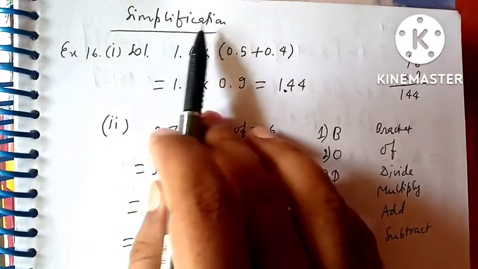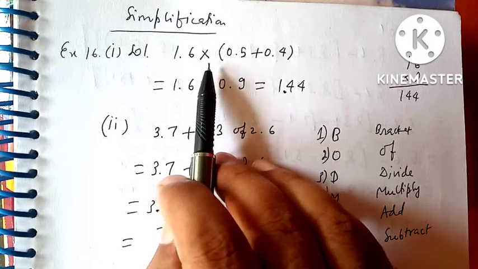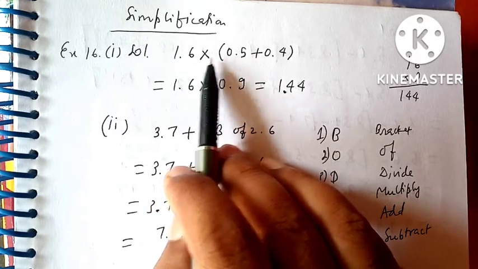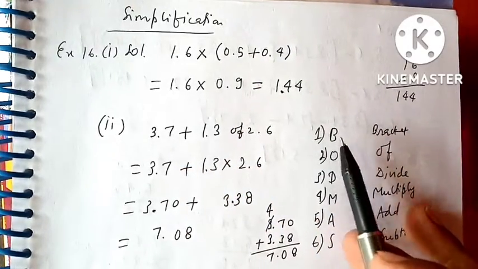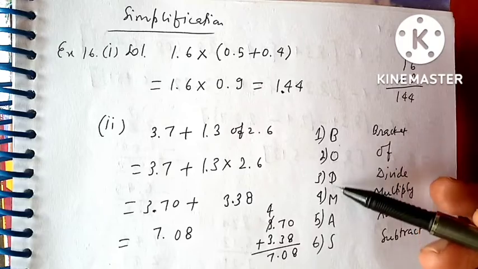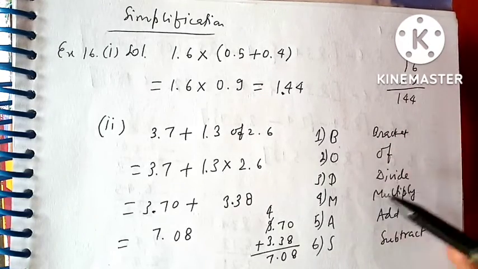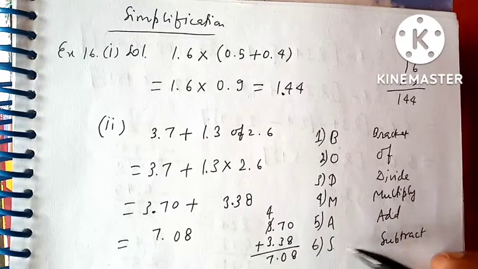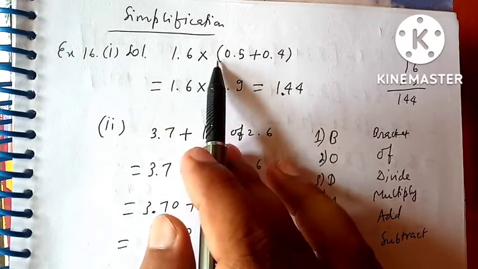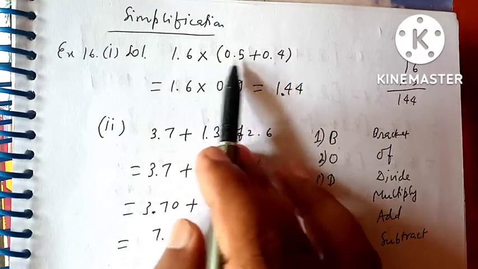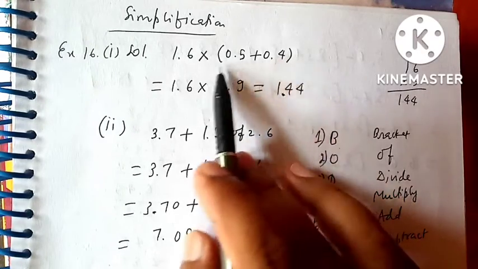Now we have to simplify. Here first, we have to simplify 1.6 multiply 0.5 plus 0.4. Here it is in bracket, and we know that order is BODMAS. B for bracket, O for of, D for divide, M for multiply, A for add, S for subtract. So this is the priority order. Here we have of, here we have bracket. So firstly bracket is operated. If you add 0.5 and 0.4, you have 0.9.